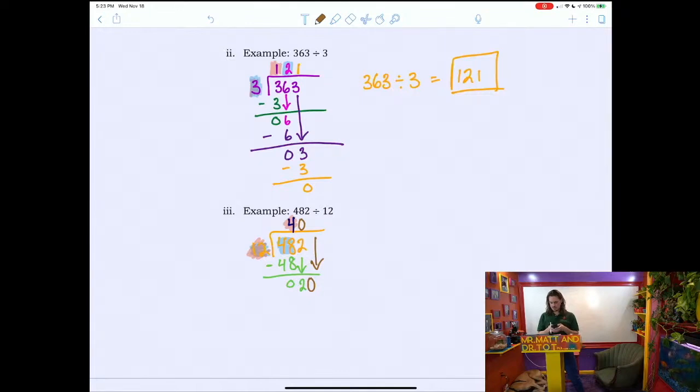Oh no, I'm sorry, there's a typo here. I did not want this to be a decimal. I'm so sorry.